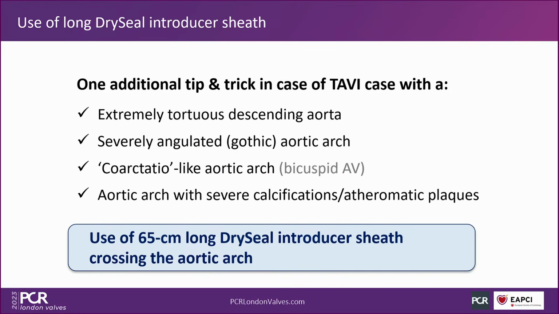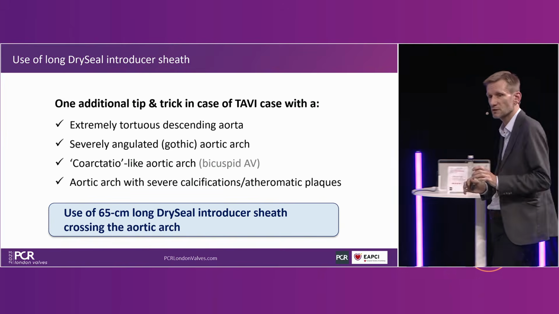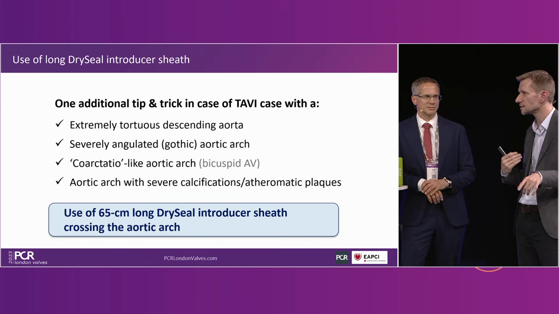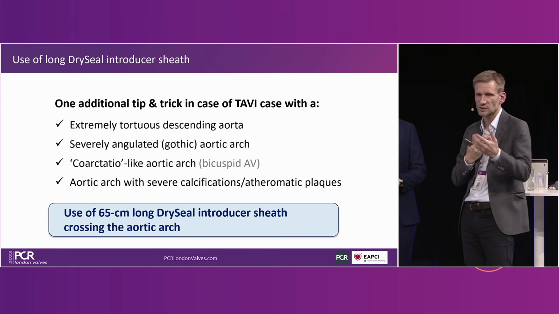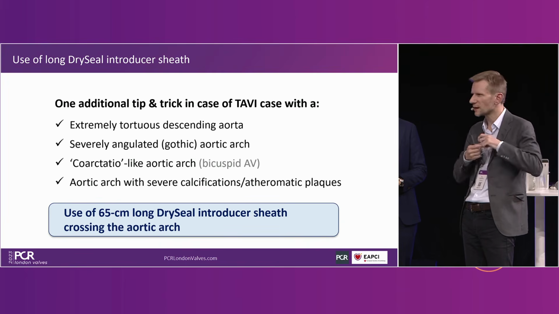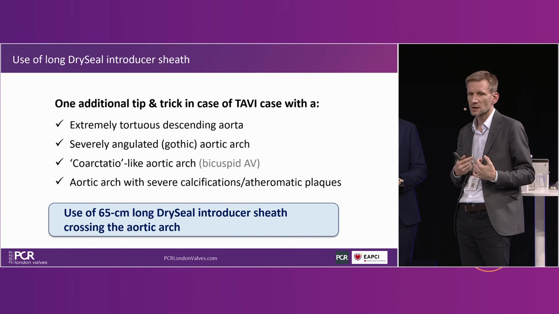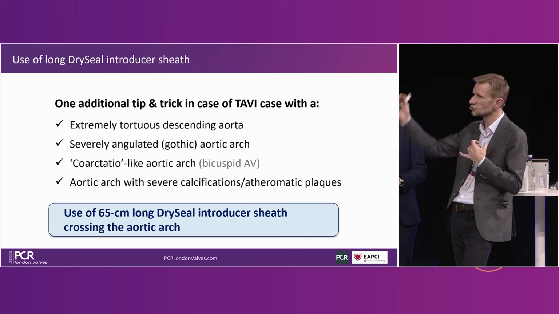We don't know. Anyway, the last 30 seconds and then we can happily go. This is maybe not relevant so much for the Evolut FX, but what I would have done if I had the Pro and I had to treat this patient, me and my colleague, we would have definitely gone for using a long dry seal sheath. So if you have a very tortuous or very angulated, you see extremely tortuous descending aorta, severely angulated Gothic aortic arch, coarctation-like aortic arch, aortic arch with a lot of plaque in the arch. You don't want to scrape there in the arch.